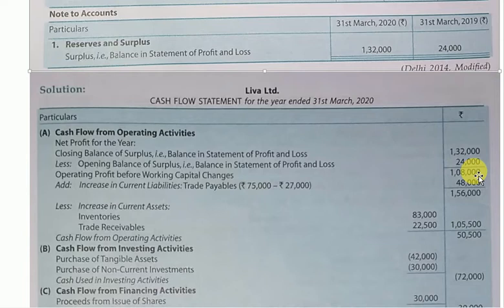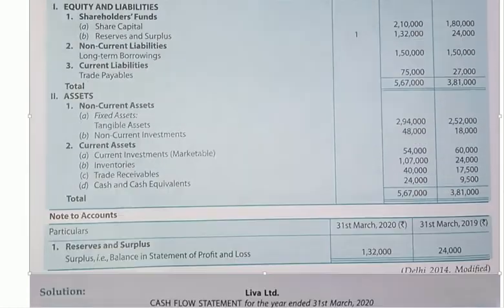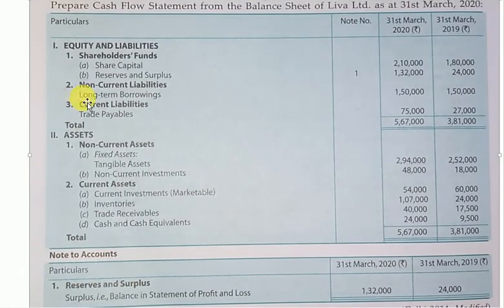Under shareholder fund, both the things have gone to the cash flow statement at the right place. Now we go back to the question. The point number 2 says non-current liabilities. Under non-current liability, the example given here is long-term borrowings. That means loans. Previous year, long-term loan was 1,50,000. Current year, long-term loan is again 1,50,000. No change. Since there is no change, that means there is no inflow or outflow of cash under long-term borrowings. It remains the same. So there is no effect on the cash flow statement.